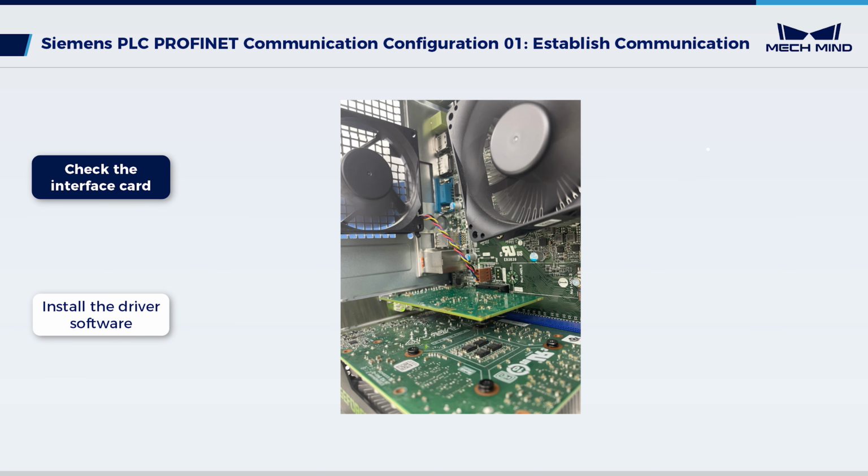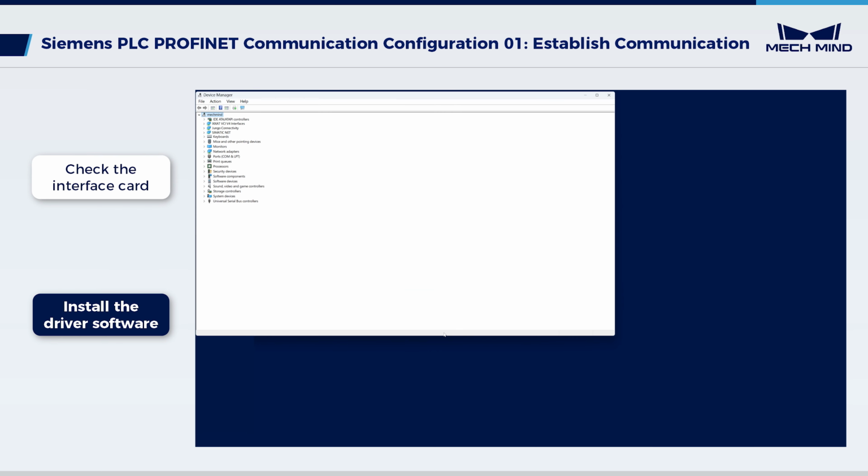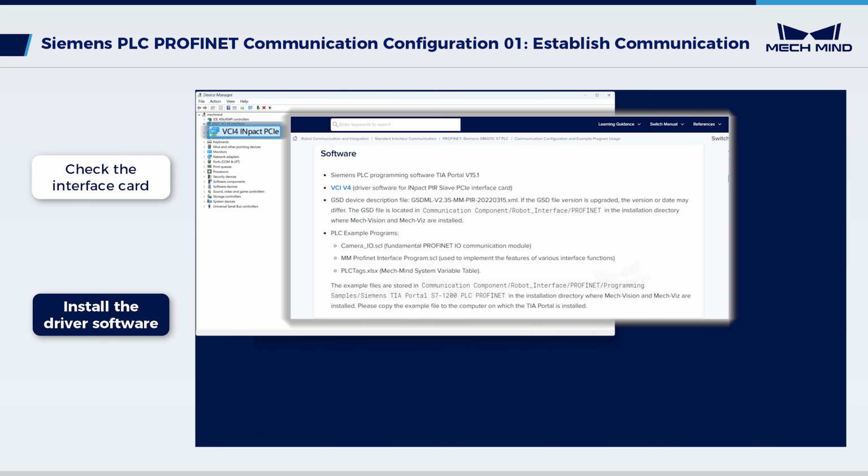After these preparations, start configuring the IPC. Check the PCIe slot on the IPC. Make sure the Einpact PR Slave PCIe interface card is installed. On the IPC, right-click the Windows icon and select Device Manager. In the window, confirm that the driver software is installed. If not installed, please download and install it via the link provided in our documentation.